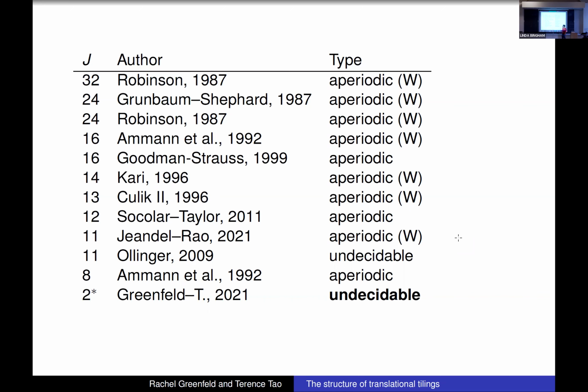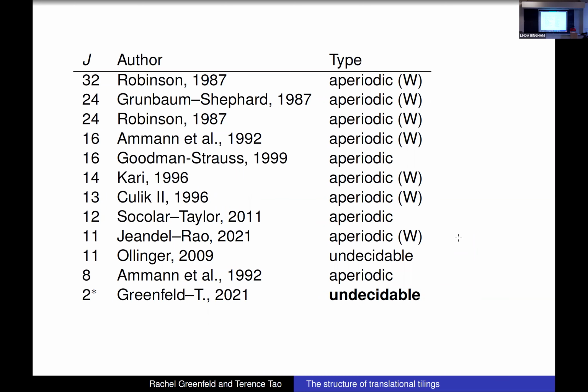And there's another construction of Ollinger of 11 tiles, which are not Wang tiles, which are even undecidable. So there's some explicit set of 11 subsets of the plane such that it is not decidable. You cannot prove or disprove whether they tile space or not. So one of our results is that we can morally turn all these numbers into 2, with an asterisk.